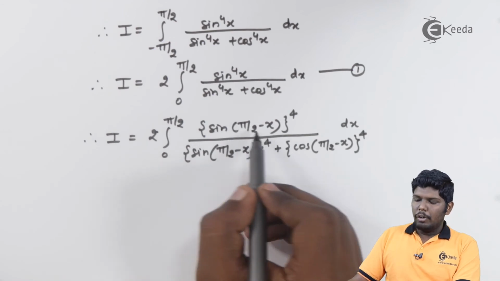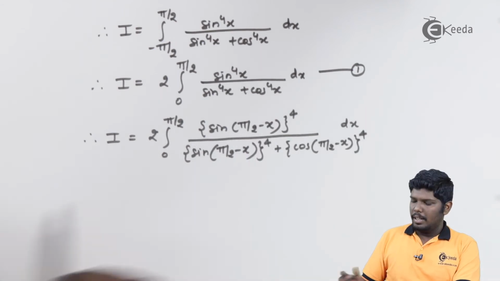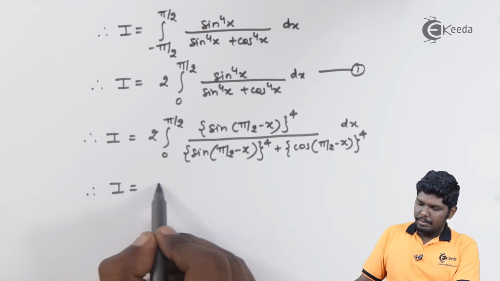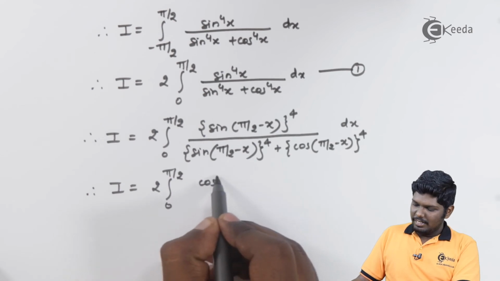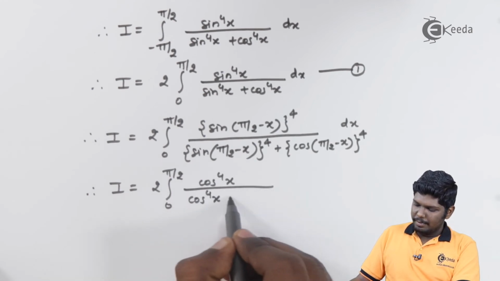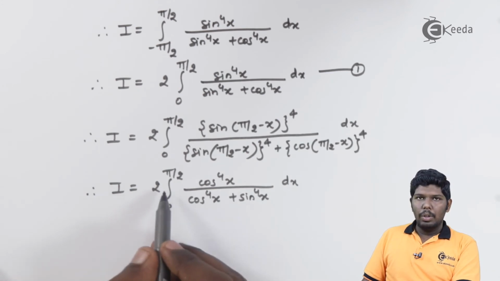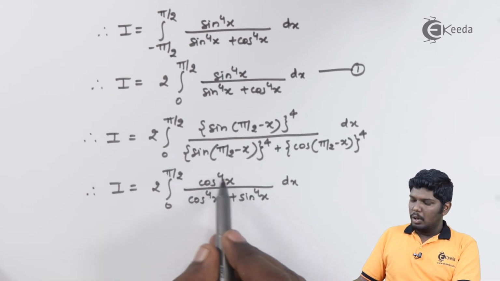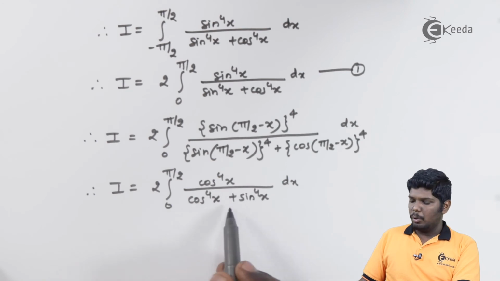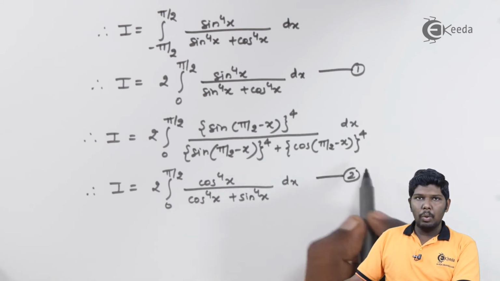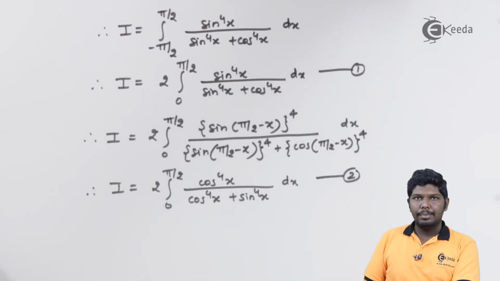As you can see, sin of pi by 2 minus x will give you cos x and cos of pi by 2 minus x will give you sin x, which are the complementary angle formulas. So this will give you I is equal to 2 integral 0 to pi by 2 cos raised to 4x upon cos raised to 4x plus sin raised to 4x dx. Now considering this as equation number 2, we can add equation 1 and 2.